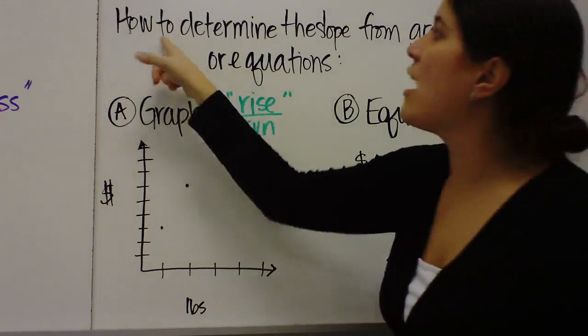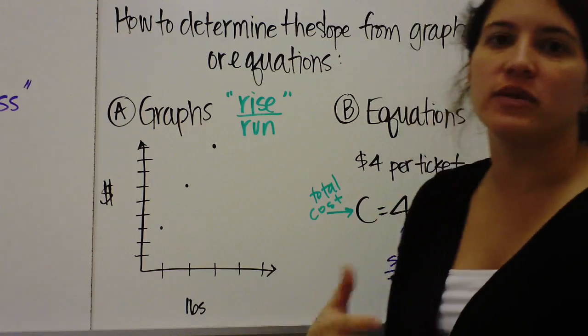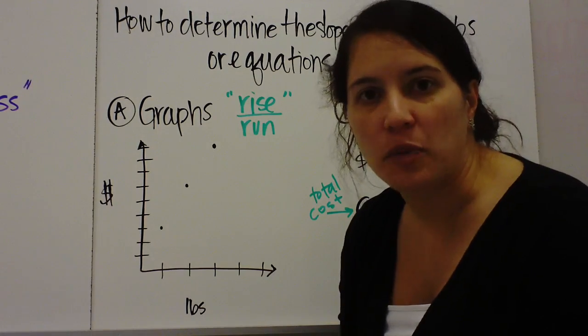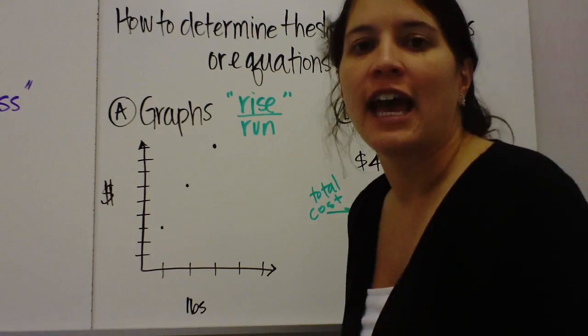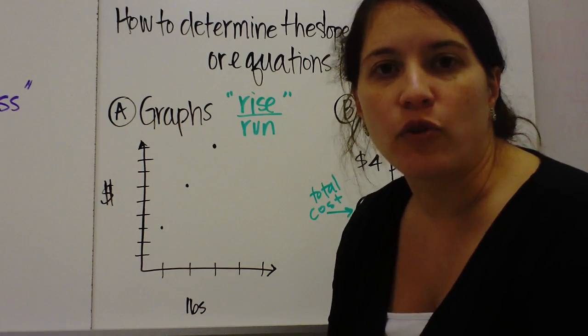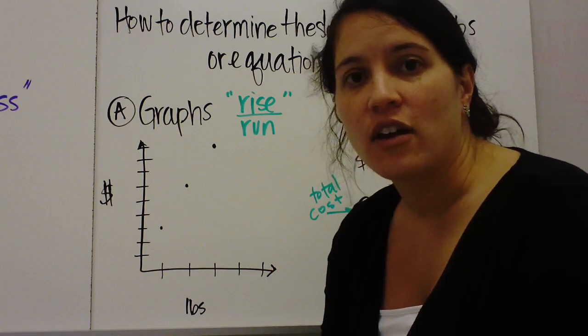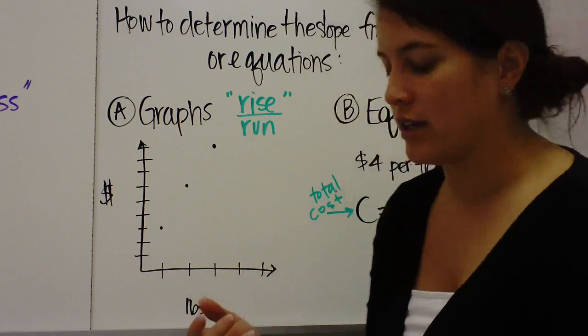Alright, so how to determine the slope from graphs and equations. The first thing I need to teach you is how to figure out what the slope is looking at a graph or an equation. Luckily, the slope is very close to what we talked about before, unit rate. Not exactly unit rate, but very close. So we're going to talk about slope and unit rate.